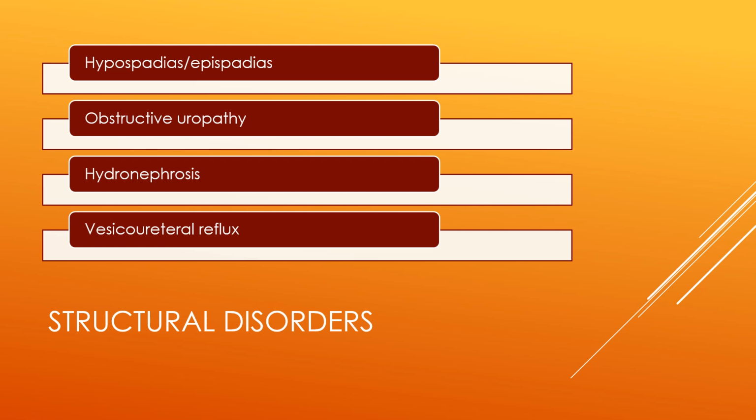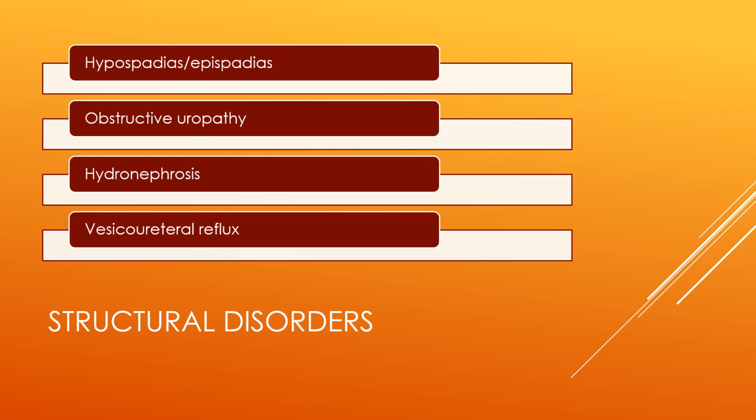So let's talk about some structural disorders. Several urological conditions are congenital, and they occur as a result of altered fetal development. Some of these we see at birth, but others may not be apparent until later in infancy or childhood when symptoms or complications actually arise. Some of these disorders include hypospadias, obstructive uropathy, hydronephrosis, or vesicoureteral reflux.